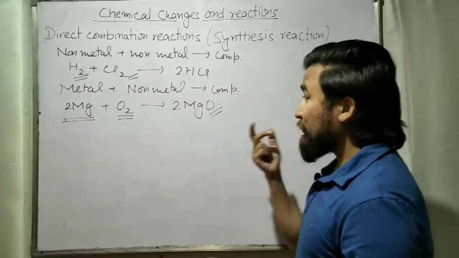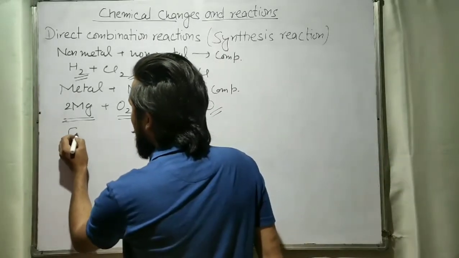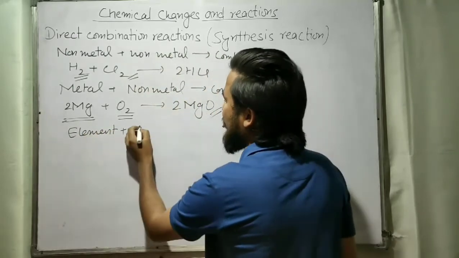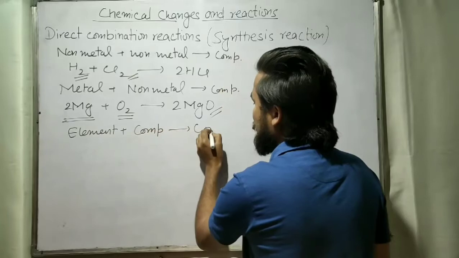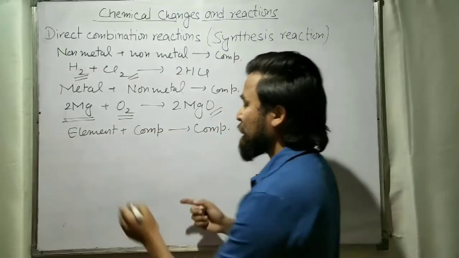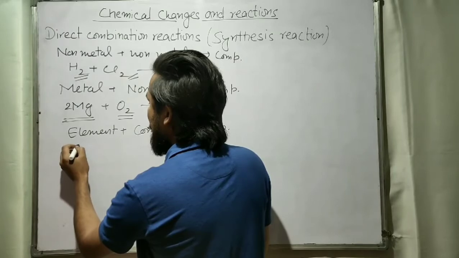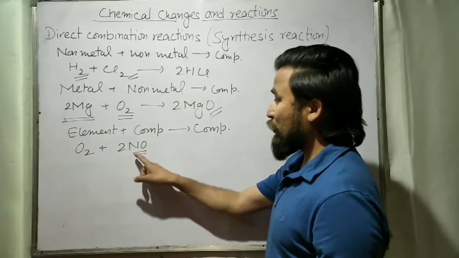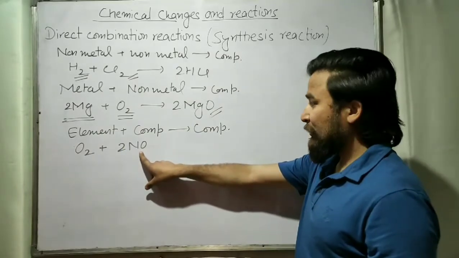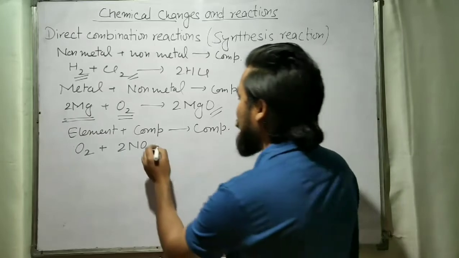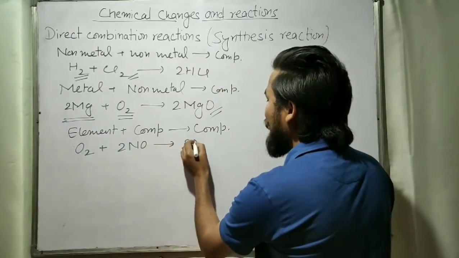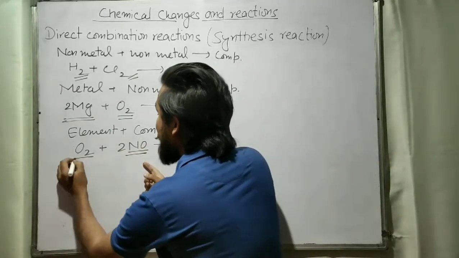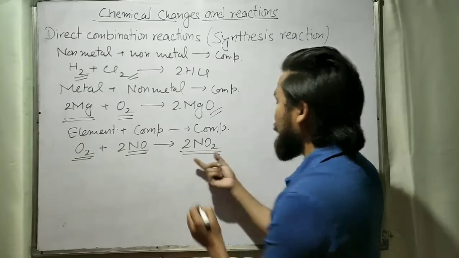Now there may be an element and a compound. That element is generally a non-metal, and it combines with a compound to form a new compound. For example, an element like O2 plus 2NO, that is NO. NO is a compound. What is its name? Please write in the comment box if you know the name of this compound. It is going to form 2NO2. So you can see this is a compound, this is an element, but what it forms is a compound.